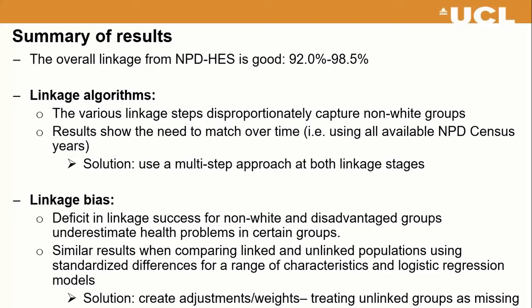Regarding the linkage algorithm, which is similar to the one used for the ECHILD project, we observed that various linkage steps disproportionately capture non-white groups. We also find that an important proportion of students are linked using data not from the first available school census, but also from subsequent censuses, showing the need to match longitudinally over time. In other words, using all available NPD census years of data. It also highlights the importance of using a multi-step approach at both linkage stages.